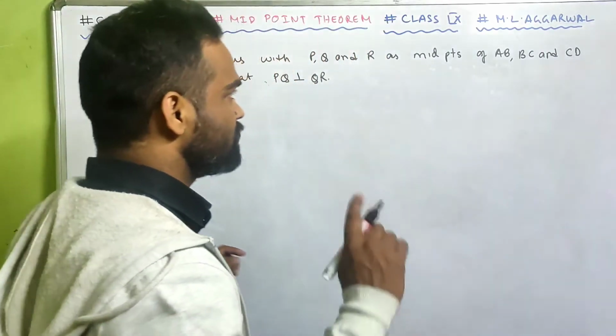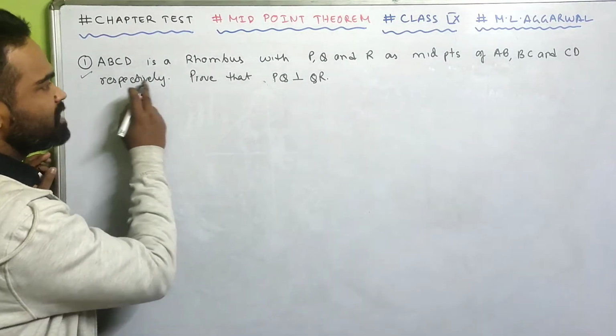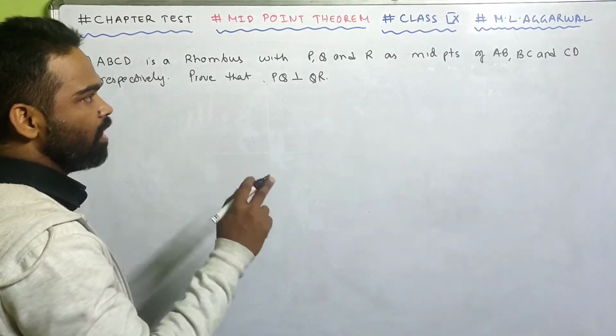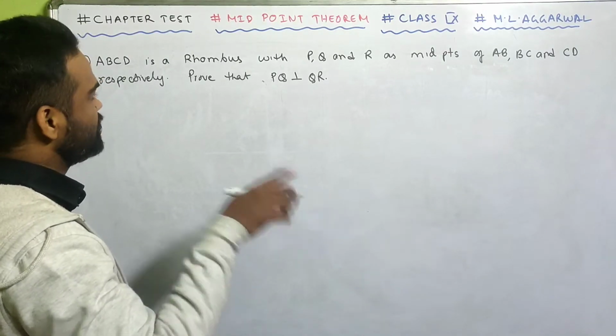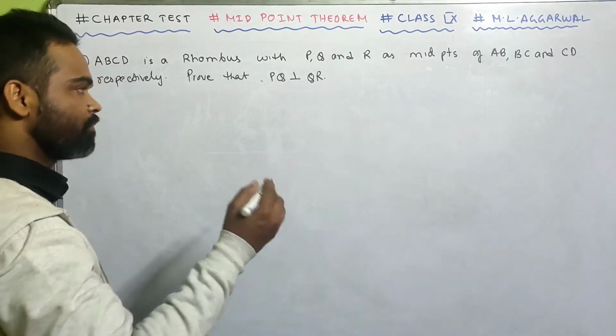So let's get started. Sum number 1, chapter test midpoint theorem, class 9. ABCD is a rhombus with P, Q and R as midpoints of AB, BC and CD respectively. Prove that PQ is perpendicular to QR.